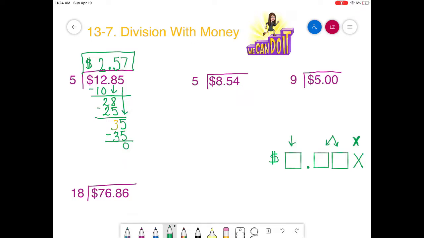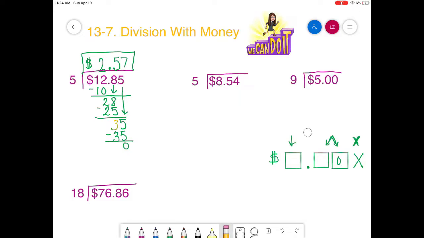We need to know how many dollars and how many cents. Cents is written all the way out to the 100th spot. Even if this happens to be a 0, we need to put a 0 there. All right? So now we're going to find out what happens when there is a remainder.